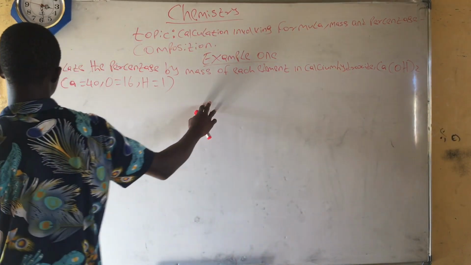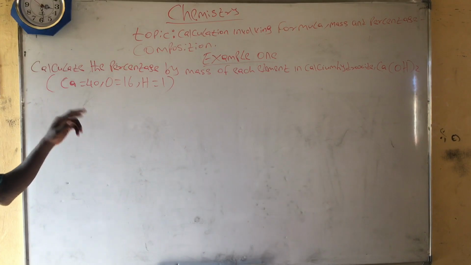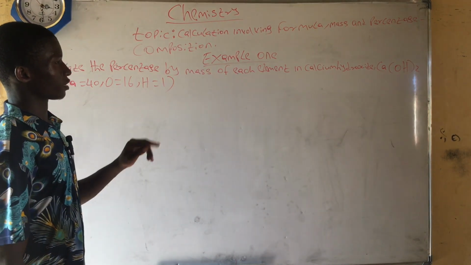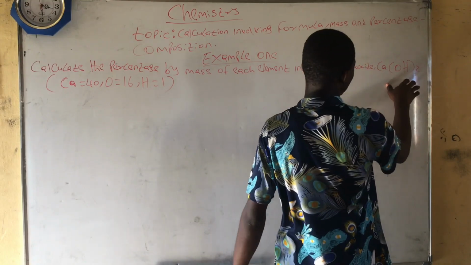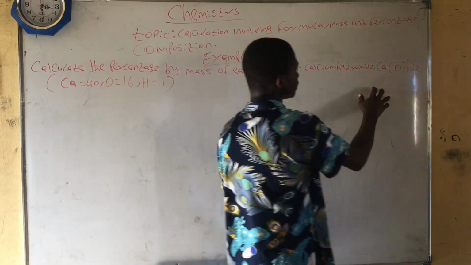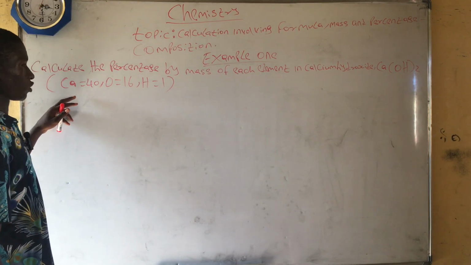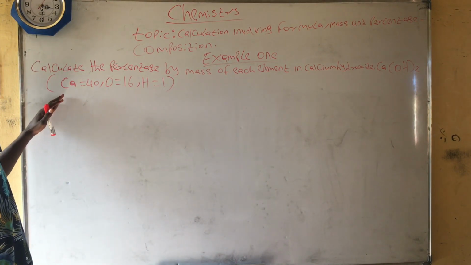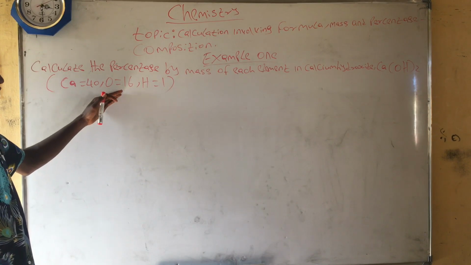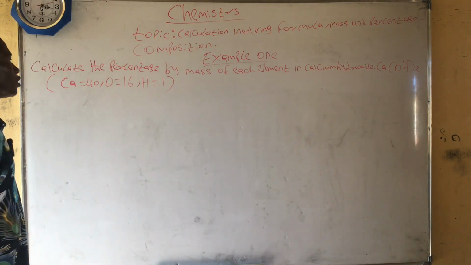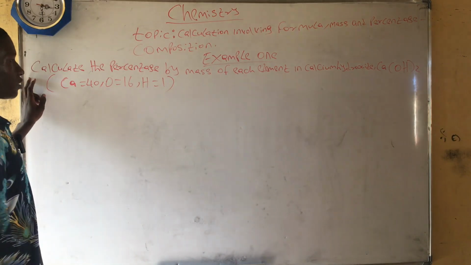This is question number one. Example one: calculate the percentage by mass of each element in calcium hydroxide. This is the chemical formula for calcium hydroxide, Ca(OH)2, and they give us the molar mass of each element: calcium is 40, oxygen is 16, and hydrogen is 1.